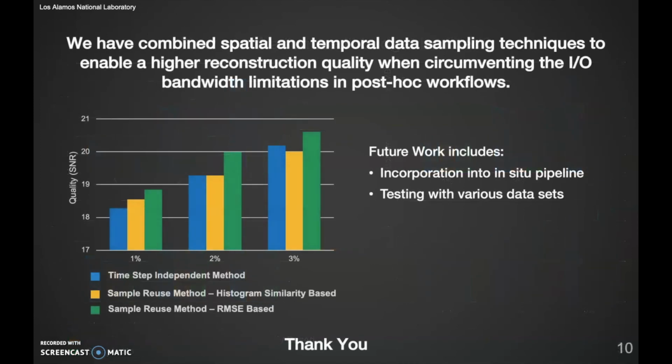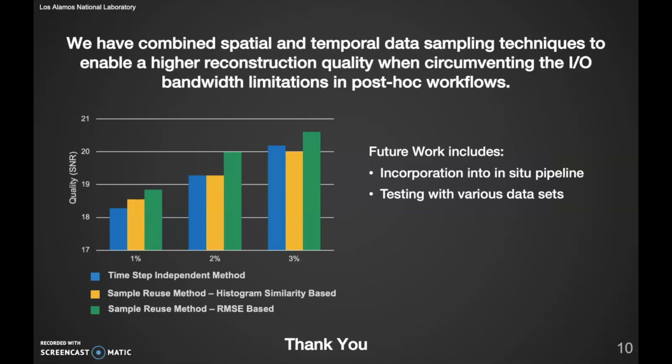In conclusion, we have combined spatial and temporal data sampling techniques to enable a higher reconstruction quality while circumventing the I/O bandwidth limitations in post-hoc workflows. We've shown that using data value histograms to determine similarity of data regions can be effective, but may introduce too much error due to the loss of spatial information.